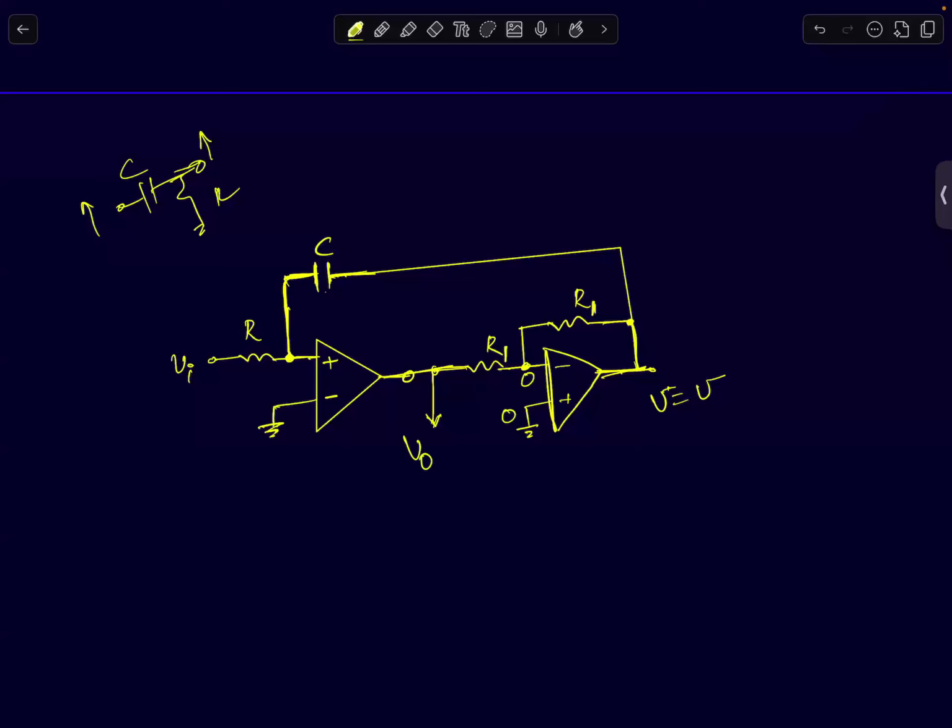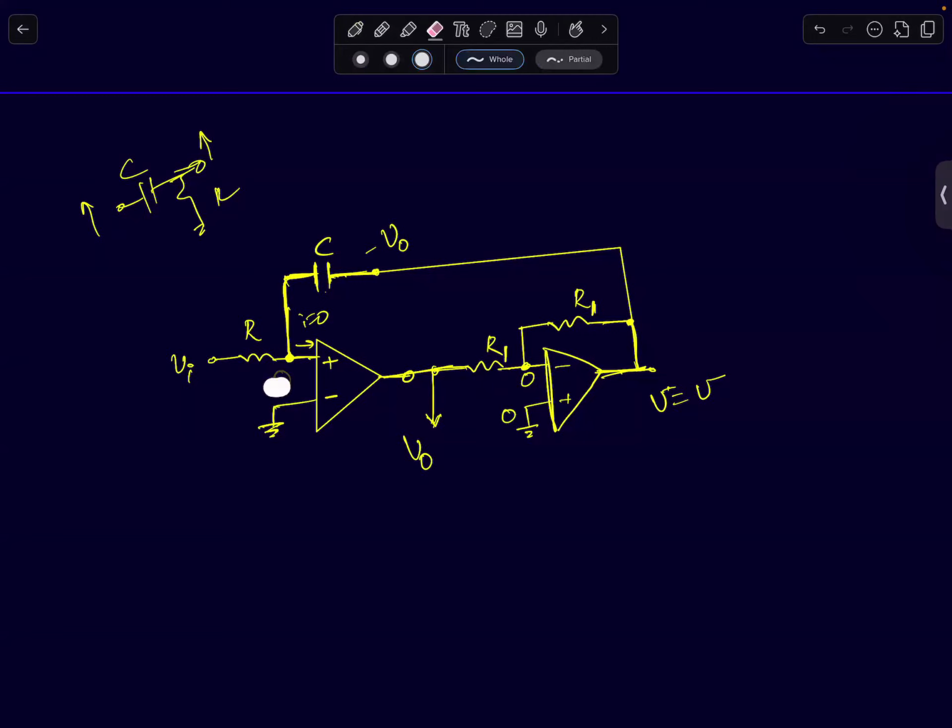Let's assume this node is V naught. This node voltage will be minus V naught. It's an inverting amplifier. Now, at this node, the node voltage is known, but the sum of these two currents is 0 because no current goes into the op amp. Use that condition, and you can quickly see that the output voltage, you can find it.